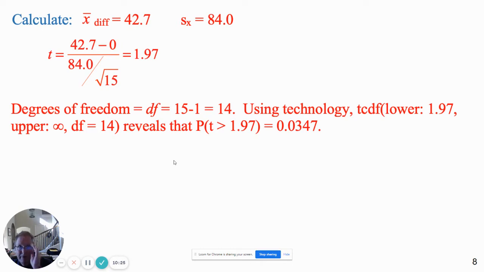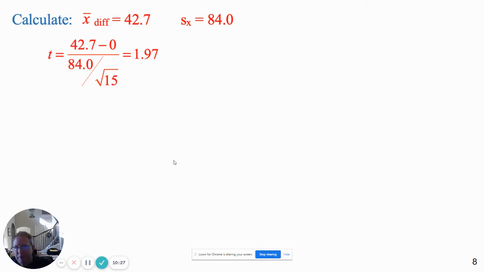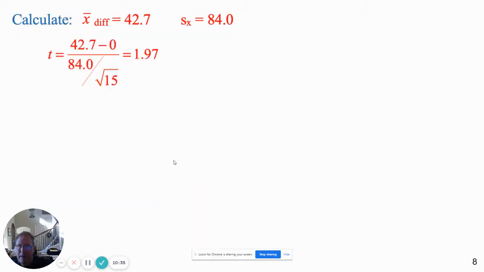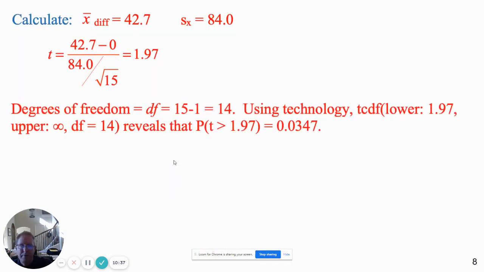You're welcome to draw a t-curve and label 1.97 standard deviations above the mean. But we still need to calculate a probability. You could just go back here and say that the probability was 0.0347 based on your calculator with the degrees of freedom, and then specify the degrees of freedom. Or you could use your TCDF function here. Now, whenever we're using a t distribution, we have to state the number of degrees of freedom. And in this case, degrees of freedom is 15 minus 1, our sample size minus 1, which gives us 14.